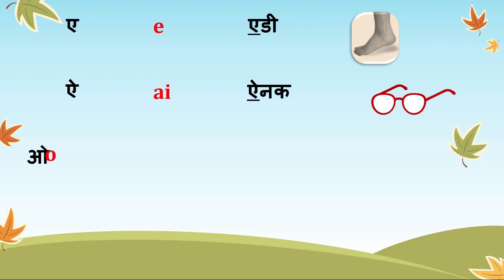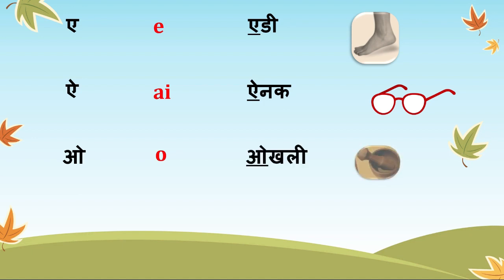The next two are labials. The first long labial is a monophthong. It has only one vowel sound. Repeat. O. O. In English, it's single O. O for okhli, which means mortar.